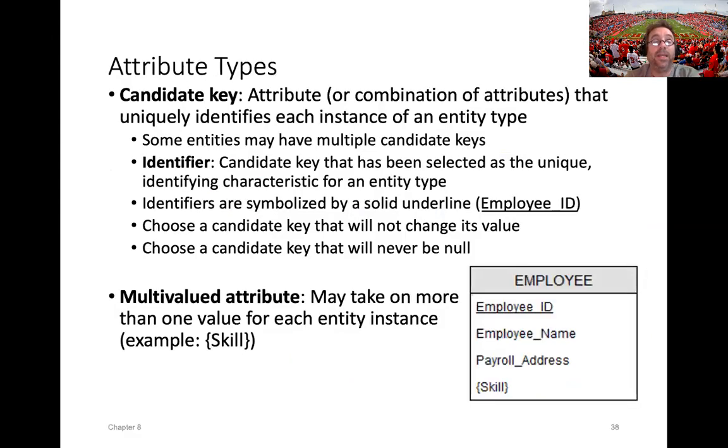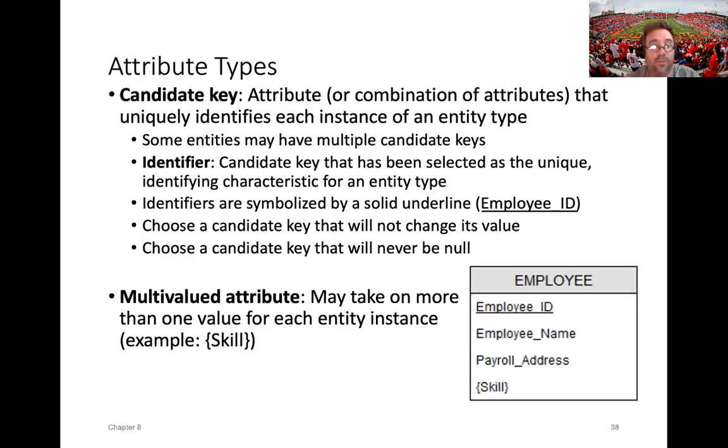Now then, candidate keys. So candidate keys, remember, an attribute or a combination of attributes that uniquely identifies each instance of an entity type. And you remember, you can have multiple candidate keys. Some entities may have indeed multiple candidate keys. Of these candidate keys, if you have more than one, you need to select one as the unique identifying characteristic for an entity type. And in the entity world, this is called an identifier.